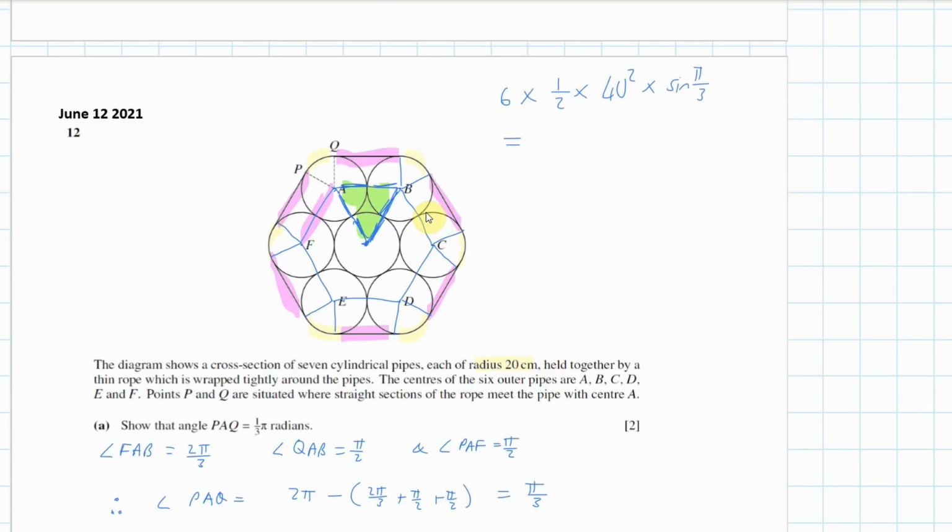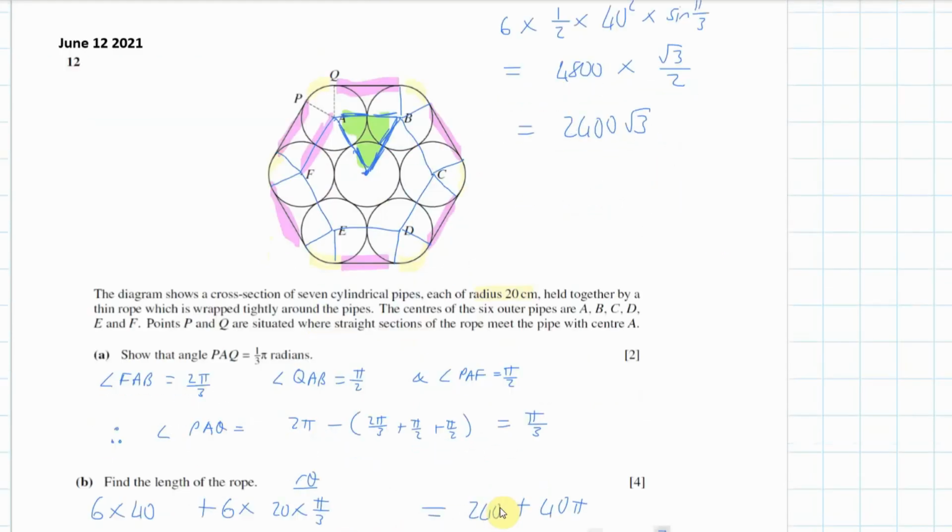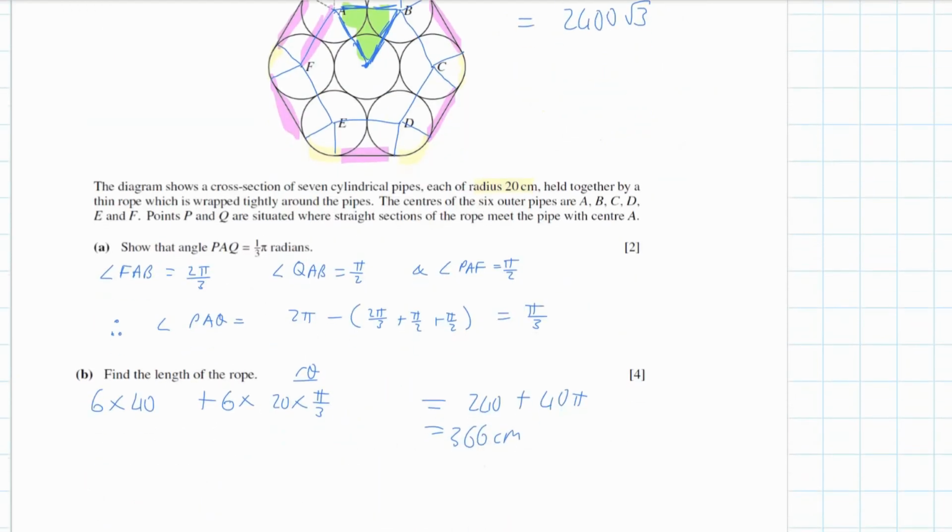And this will give us 3 times 40 squared, which is 4,800, and then sine pi over 3 is square root 3 over 2, so we could rewrite that as 2,400 square root 3. Alright, we'll pop that down here. So that's nice.